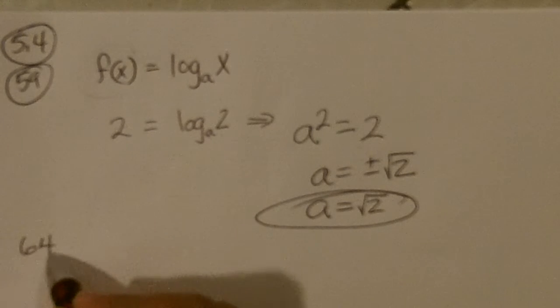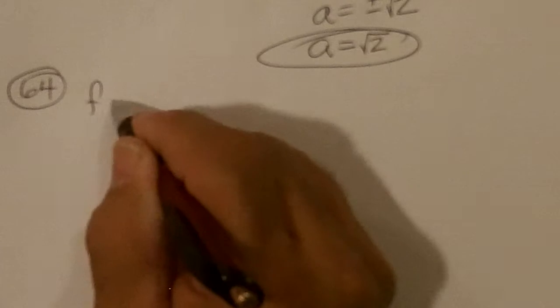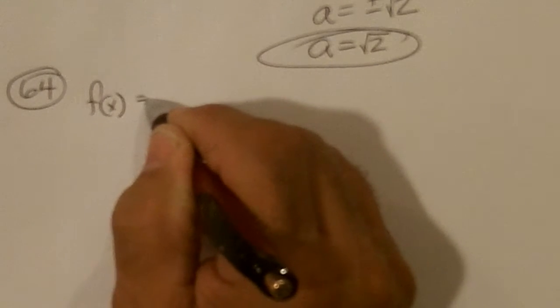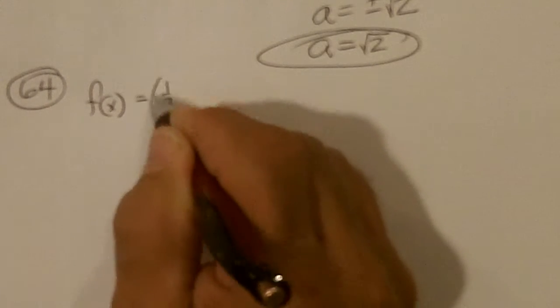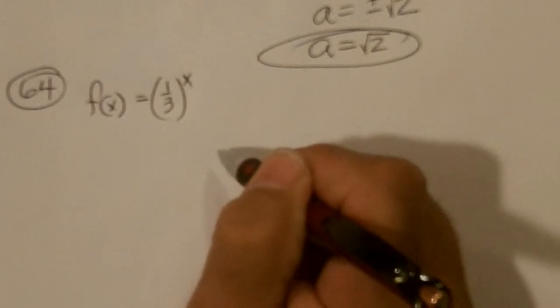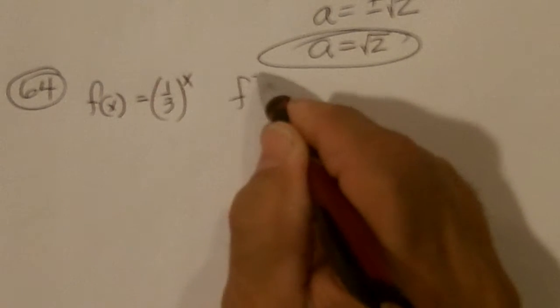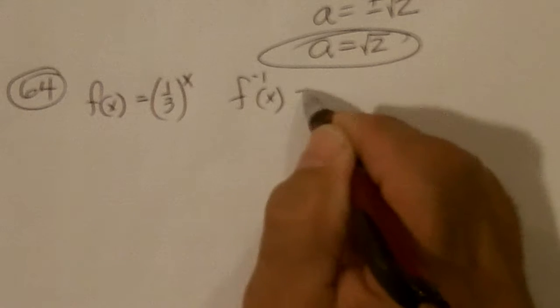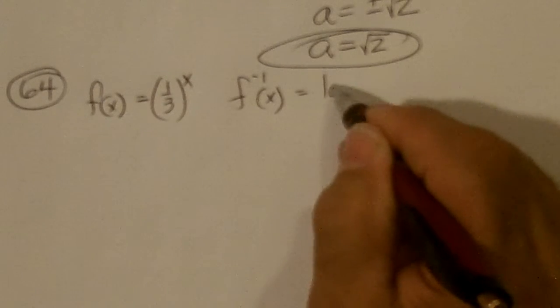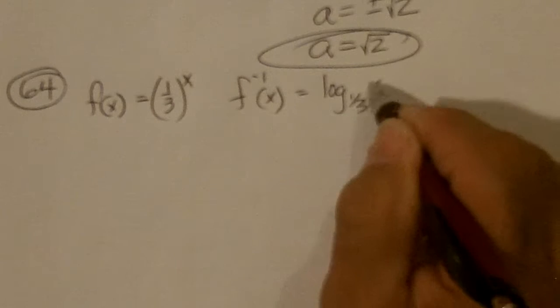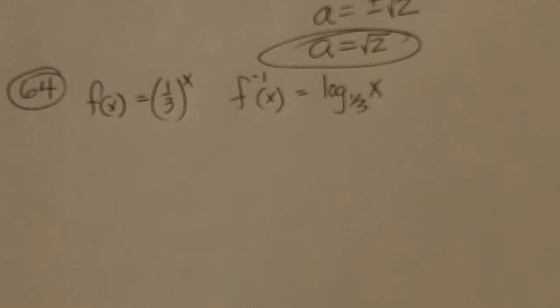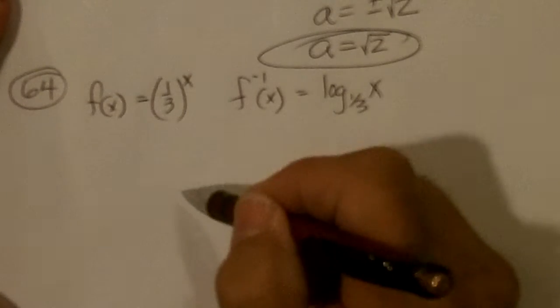Now let's do 64. 64 says f of x is 1/3 to the x. F inverse of x is log base 1/3 of x. And we're going to graph these on the same axis.